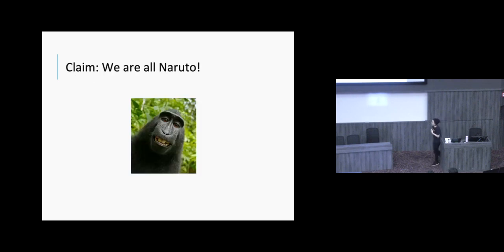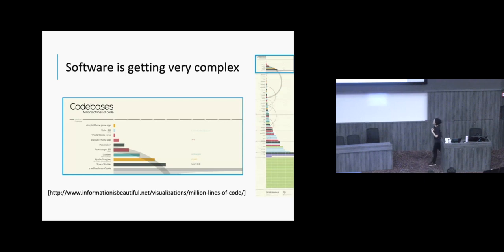So here's the claim: we are all kind of actually Naruto. Why? Software has been getting very complex. You guys were born pretty young, and I like to think I'm relatively young compared to my seniors as well. But back then, code used to be kind of small. I know the picture is really small and hard to see.